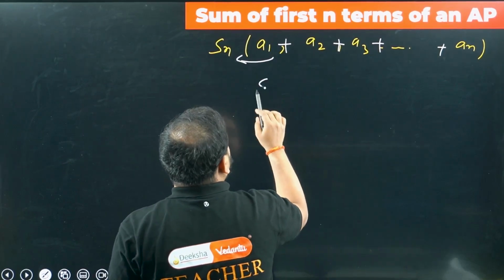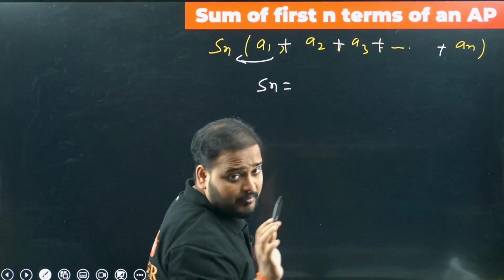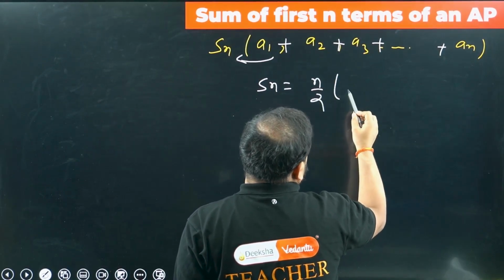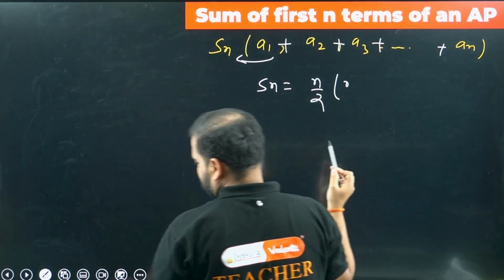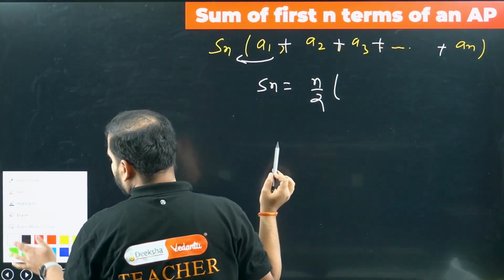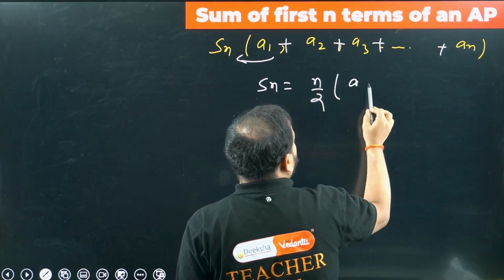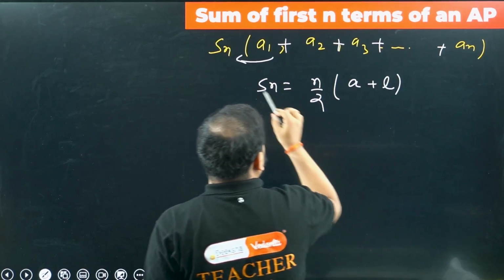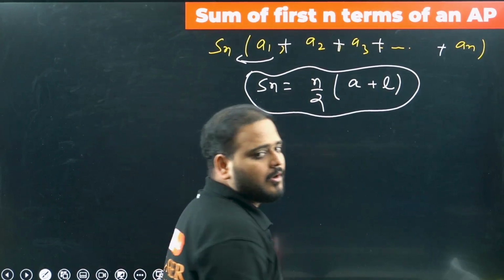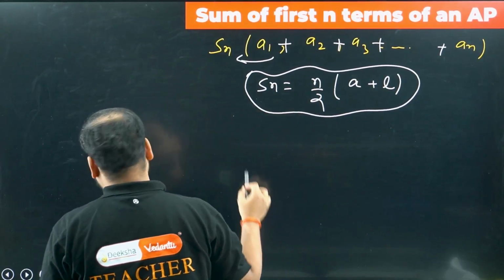So Sn is going to be what? You have two formulas for this. One of the formulas is n by 2 times, what is that, bacha? We write the first term as a only, and the last term as l. So this is the formula. Now I can write the last term also. This is my formula number 1.